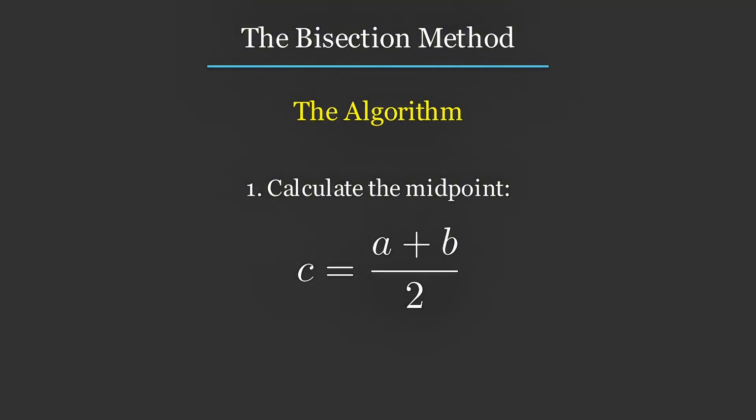The algorithm itself is finding the midpoint of A and B, and then we will narrow this interval based on the sign of the function c.